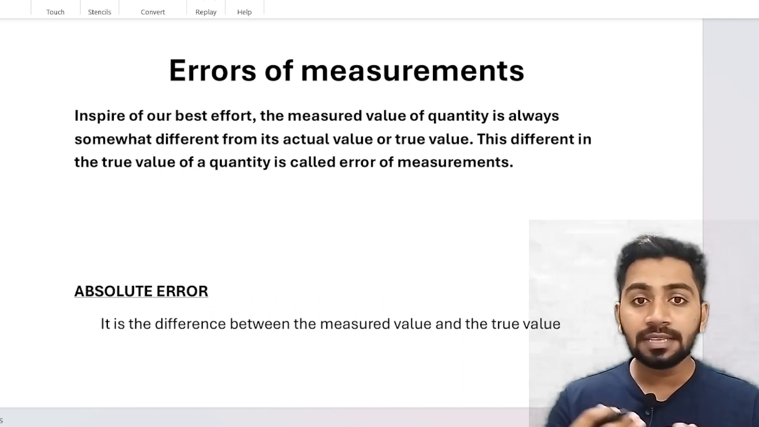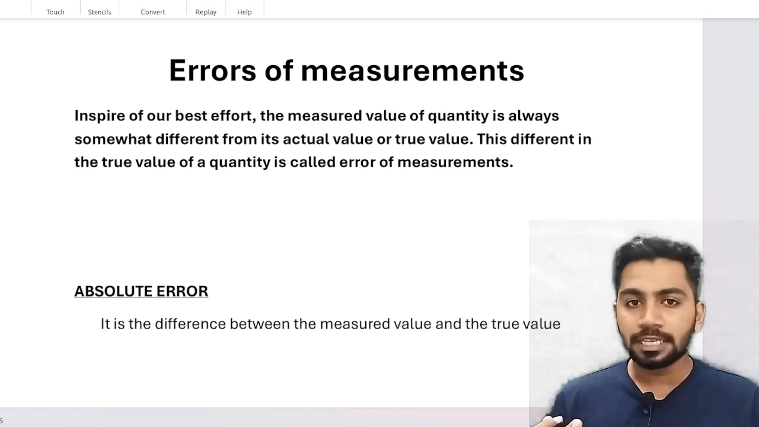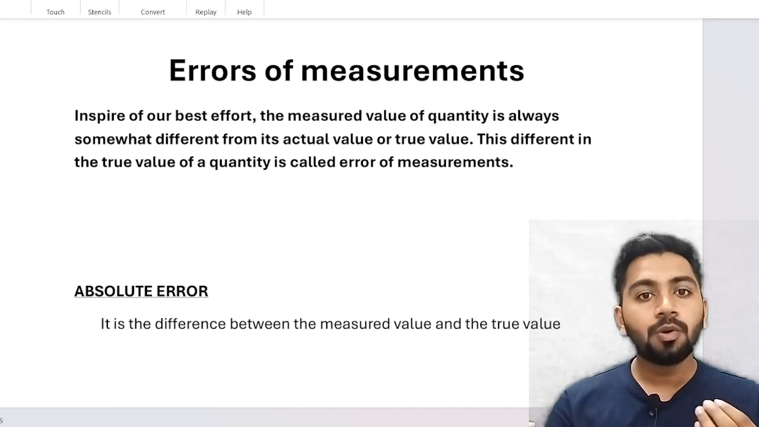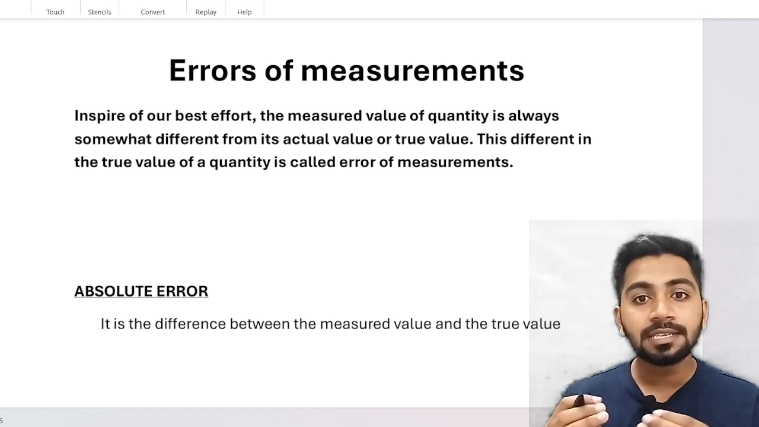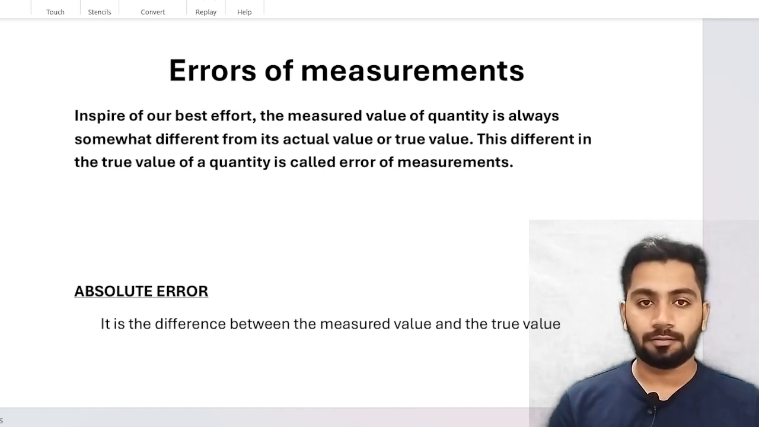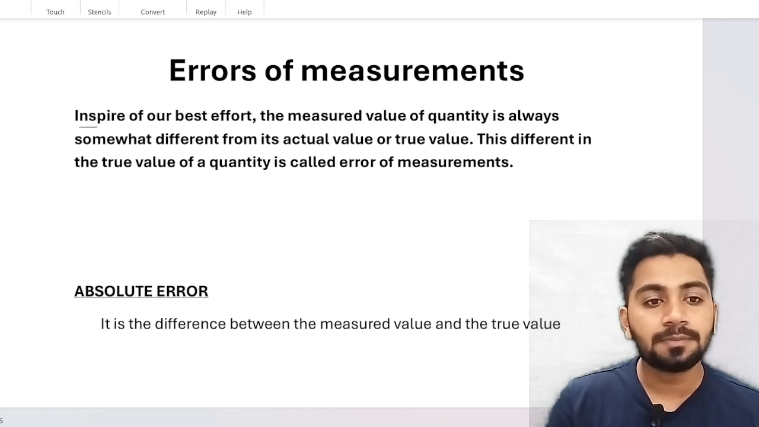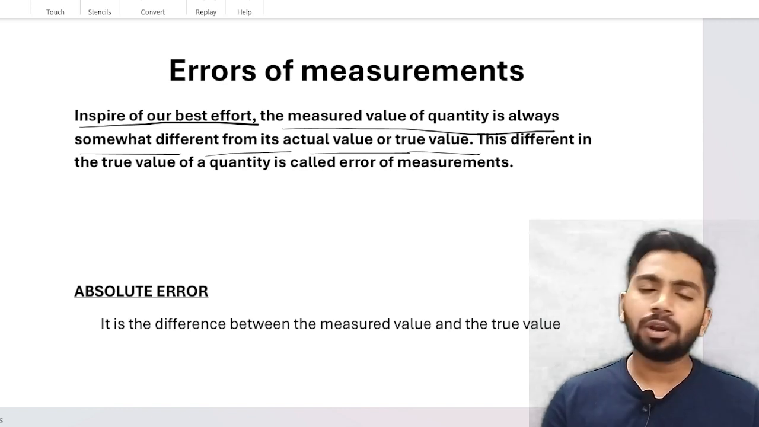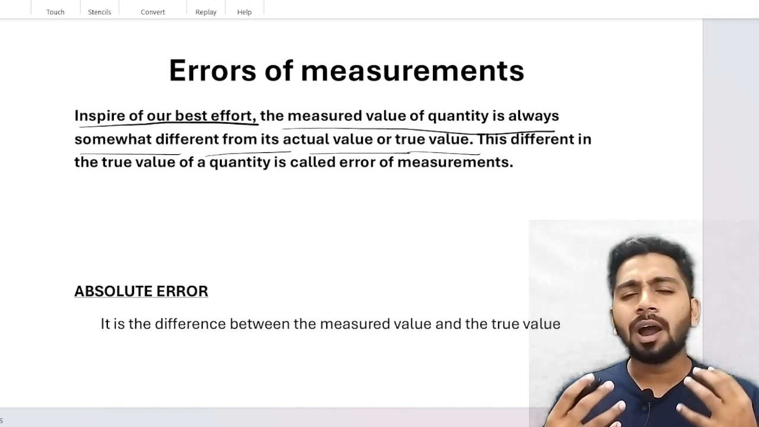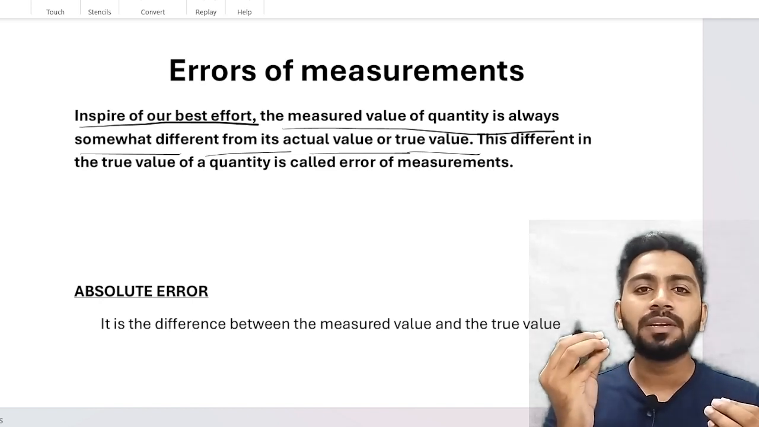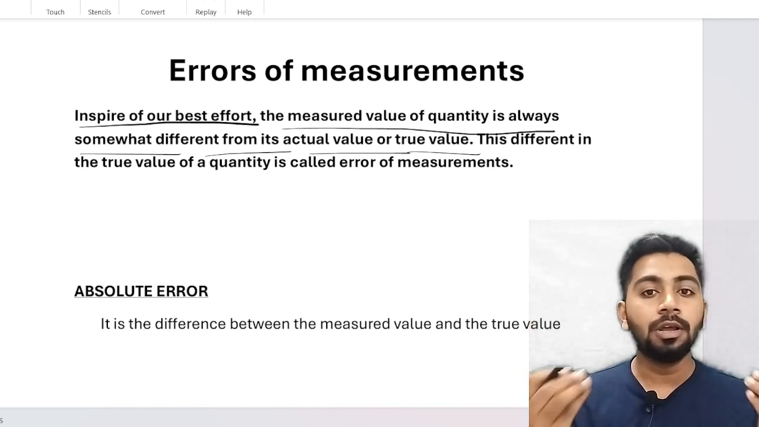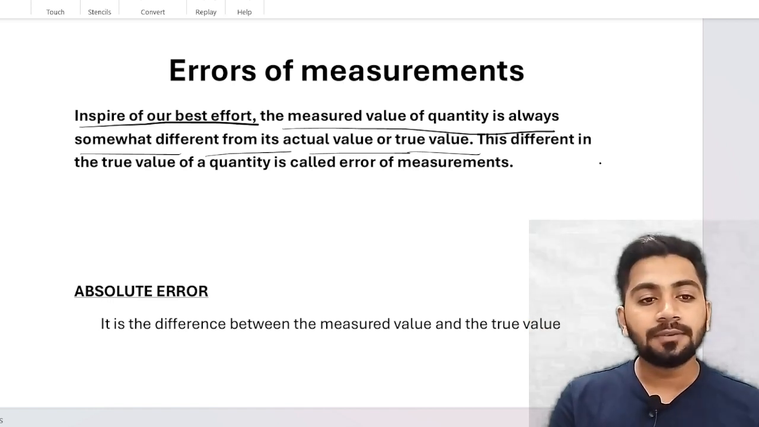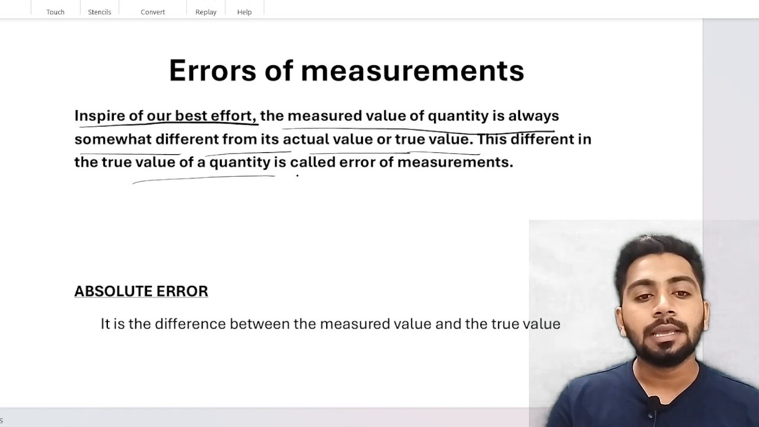Say you did an experiment, the real value is 10, you got some value 9.7, the difference 0.3 is there. That is called your error. See, in spite of our best efforts, the measured value of a quantity is always somewhat different from its actual value or true value. Which means however hard we try to measure a value, there is always some difference between the original value and the measured value. That difference is called error.